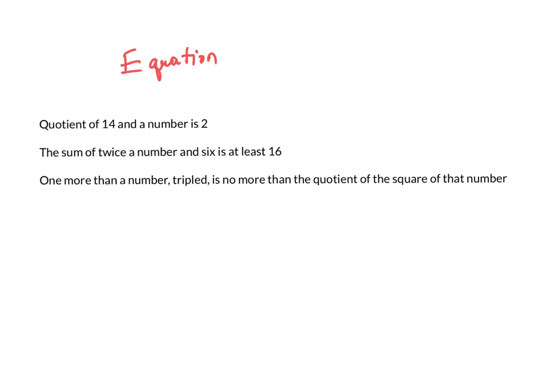Subject, object, and verb. So I have quotient. Quotient, I remember, is division. Quotient of what? Quotient of 14 and a number is 2. All right, that equal sign, when translated just all by itself, equal means is. Let's look at the next one.